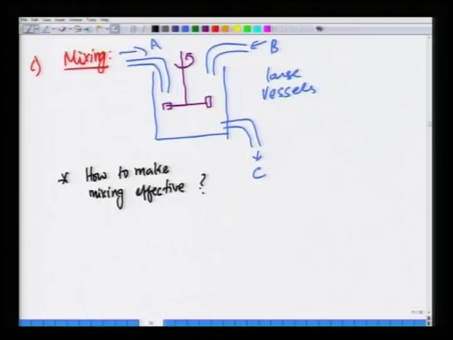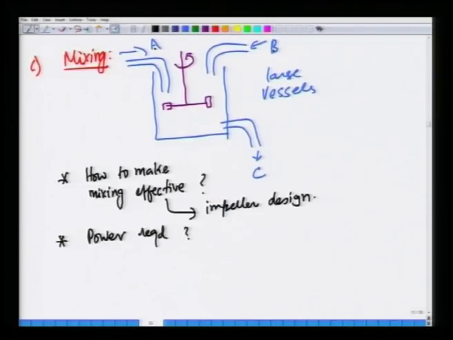Suppose you want to ensure that streams A and B are mixed thoroughly, so that the reaction takes place at a suitably fast rate. It is important that you design your impellers such that mixing takes place in a very effective manner. Impeller design is a very important issue in the design of chemical reactors. And the next requirement is the power that is needed to drive this impeller.